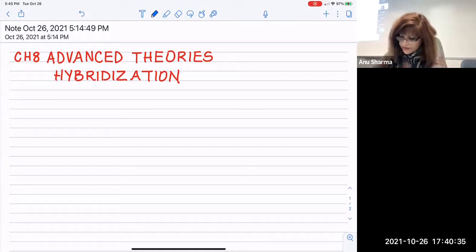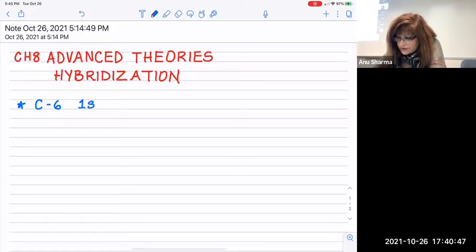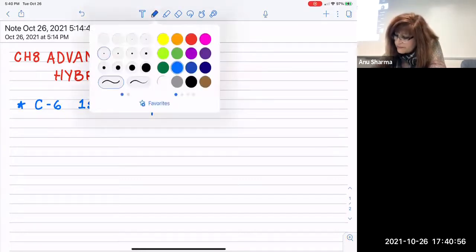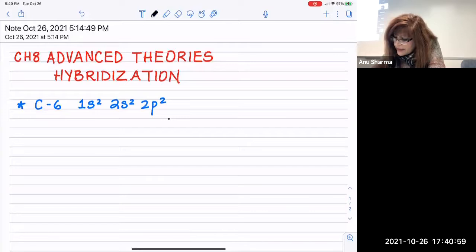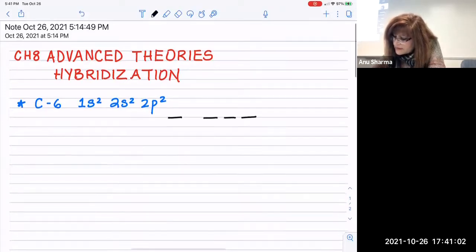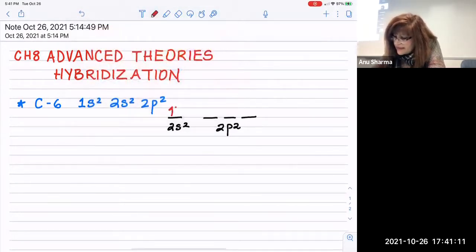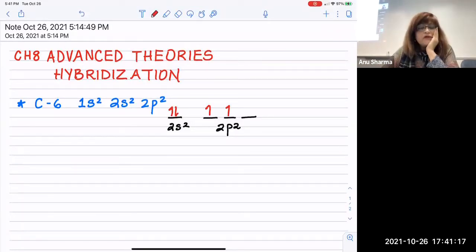Now, here, look at this. Carbon, 6 electrons, right? So the electronic configuration is 1s2, 2s2, 2p2. Correct? Okay. Now tell me, orbital diagram, 2s2 and 2p2 is this. So this is 2s2 and this is 2p2. And this is where you will see the electrons. Correct? Am I right?